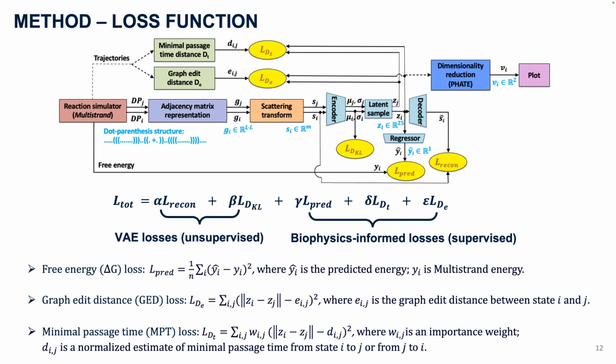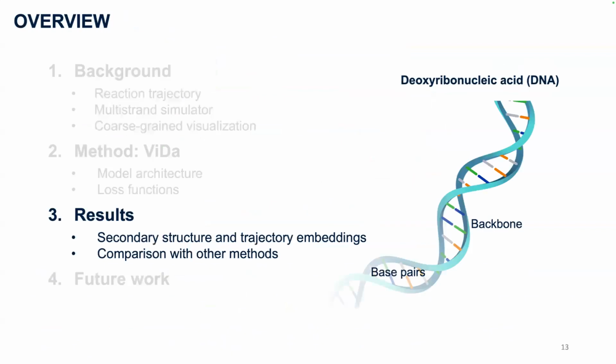Similarly, the minimal passage time loss is calculated by taking the pairwise Euclidean distance between state i and j in the VAE latent space, subtracting the normalized minimal passage time from state i to j or from state j to i, and multiplying by an importance weight vector, which is derived from the state probability.